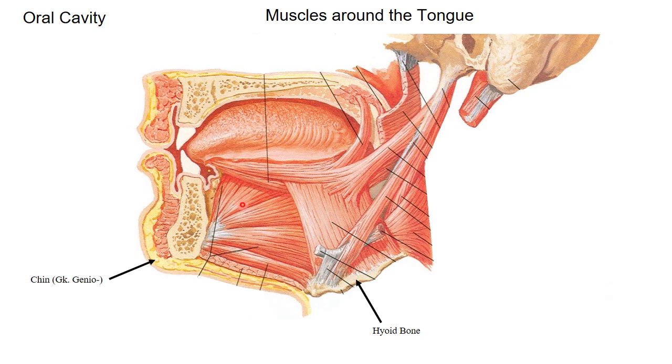Now this is a lateral view of the tongue right here. Okay, and we can see the tongue is actually made of muscle right here, but there are a whole bunch of other muscles that interact with it. There's a hyoid bone back there. There's the cut surface of the mandible right there, the body of the mandible.